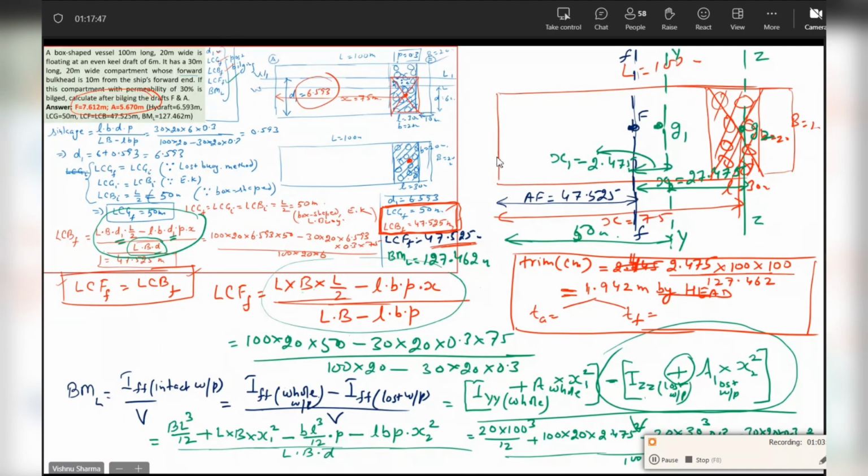Don't apply TA, TF wrongly, because usually when you calculate TA first, many a time you by mistake apply TA to the forward draft. Please don't make that mistake. I warn my class every time.